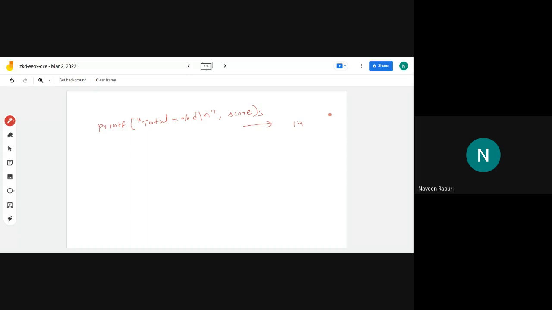Okay, one answer is 14, sir. Is there any other answer? Other than this answer, is there any other answer? Yes, sir, let me check. So printf is a function, an identifier, or a keyword? What about printf, sir? Is printf an identifier or a keyword, or what is this?